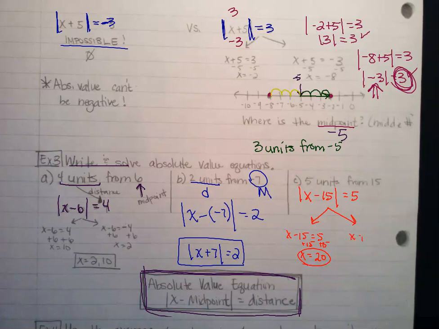x minus 15 equals -5. So we add 15 again, and we get x equals what? -5 plus 15 is? It would not be a -10. It'd be a positive 10, because you have -5 plus 15 positives. So we'd have x equals 10 and 20.